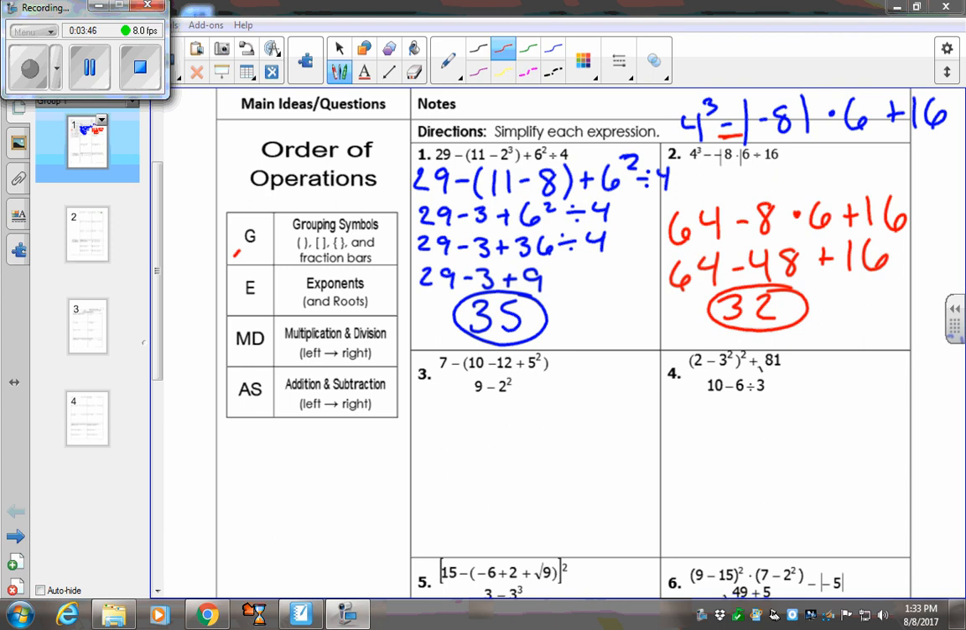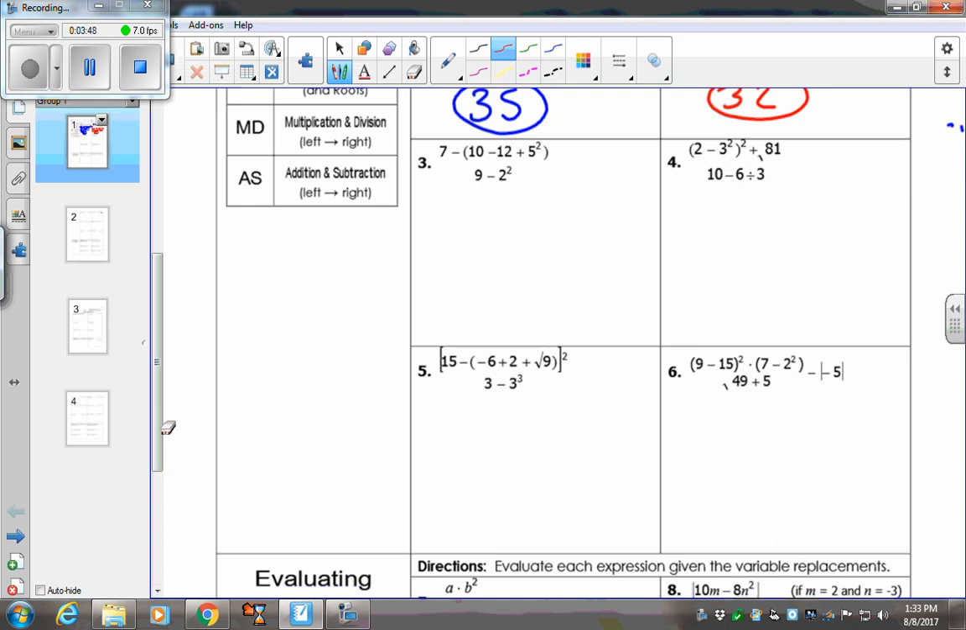All right, let's look at number 3. Number 3, I'm going to do as a fraction. Okay? I have parentheses. So I'm going to have 7 minus 10 minus 12. What's 5 squared? 25. All over 9 minus 2 squared.